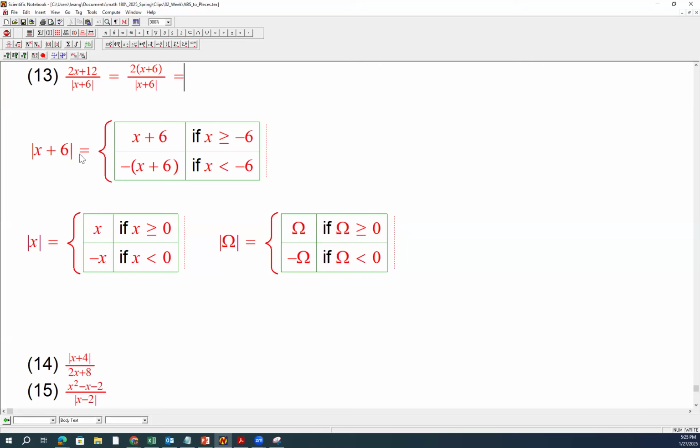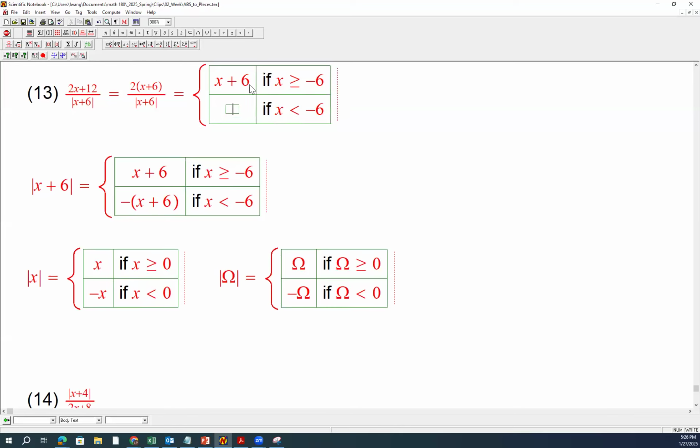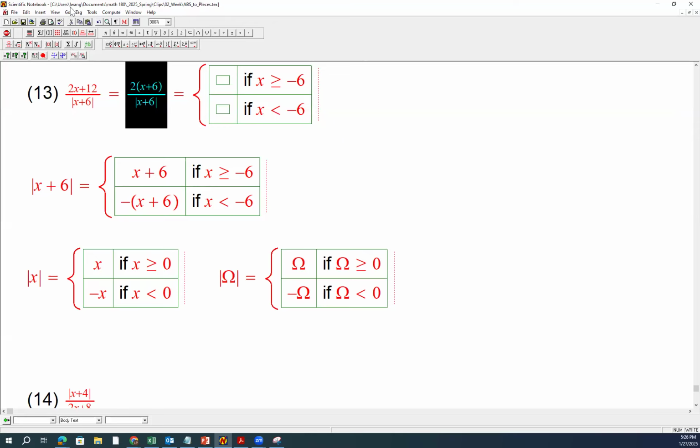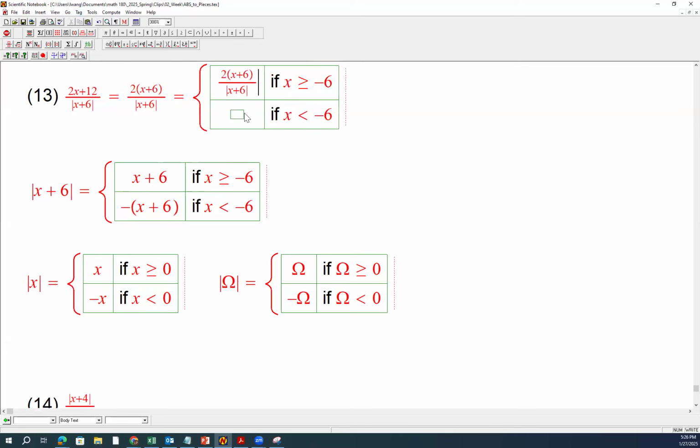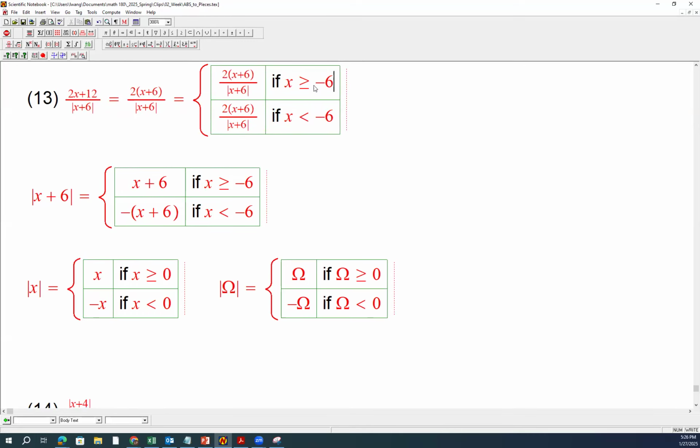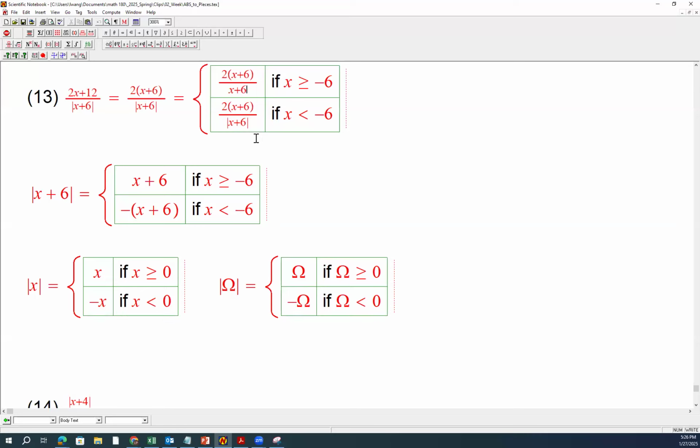Because the absolute value of x plus 6 is going to be divided into the numerator. I'm going to just copy this, remove that for the moment, because we have 2 branches. On these 2 branches, in the first branch, x greater than or equal to negative 6, the absolute value of x plus 6 is the same as x plus 6. So this absolute value sign is dropped.